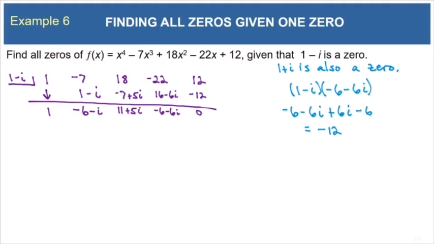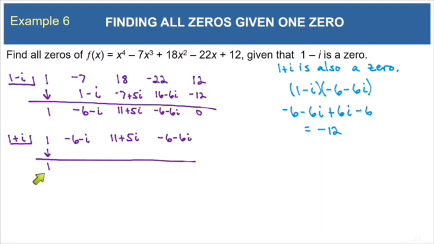Now that should not be a surprise, because they told us in the problem that 1 minus i is a 0, so we should fully expect a 0 here. Now if there are 4 zeros and we've used up one of them, there are 3 zeros left in here. We know that 1 plus i is one of those zeros. So now I'm going to do synthetic division using these coefficients, but I'm going to do it with the 1 plus i. So now pull down the 1.